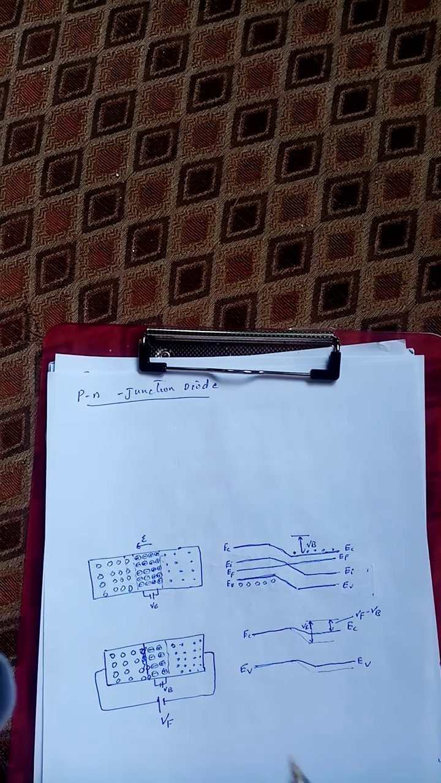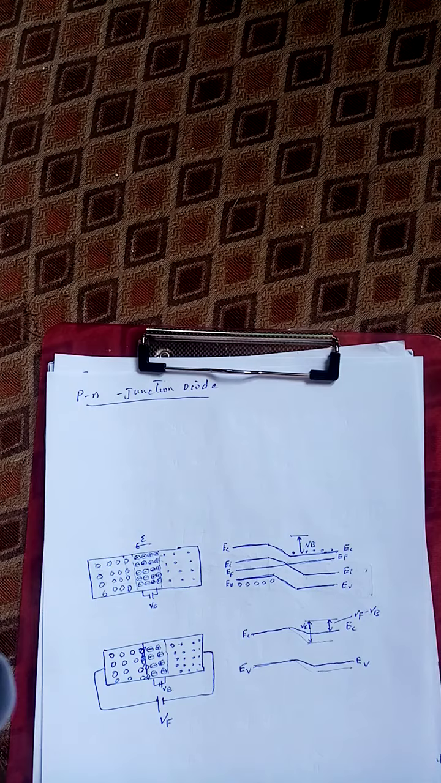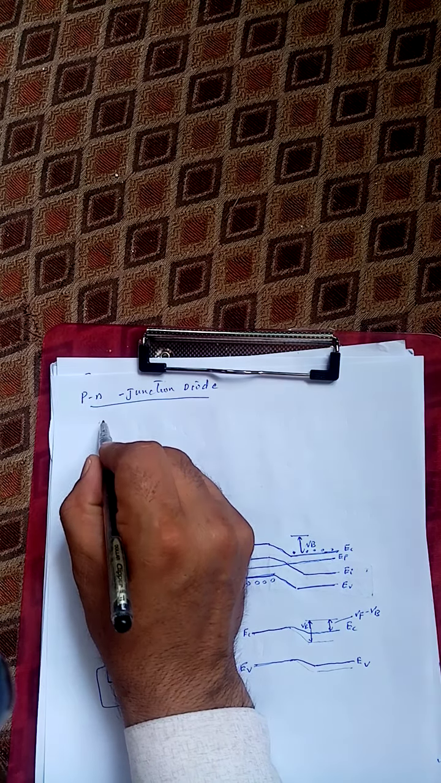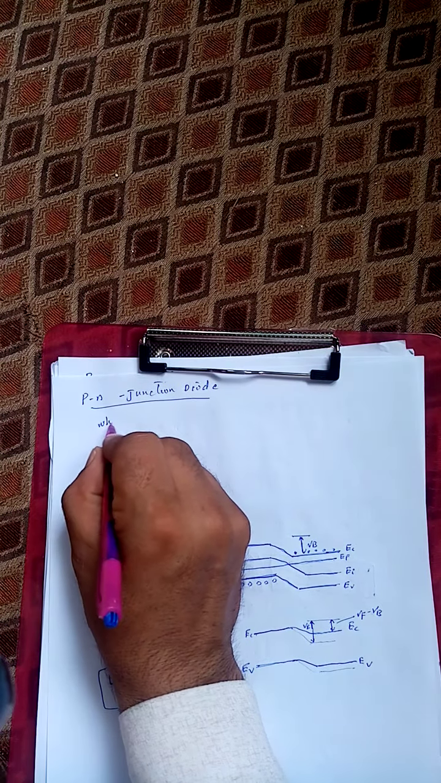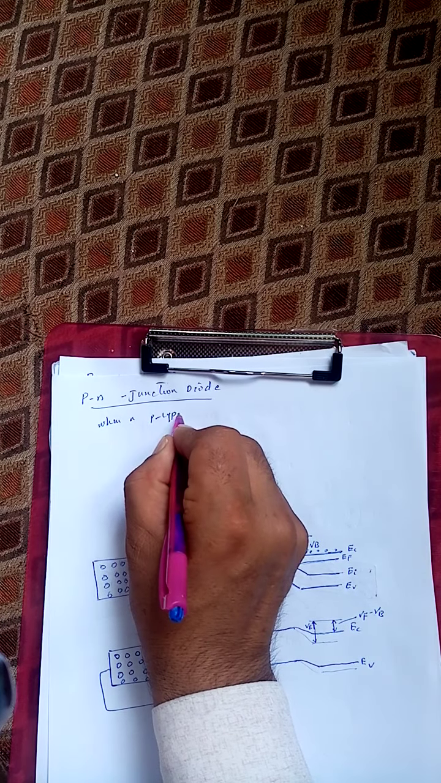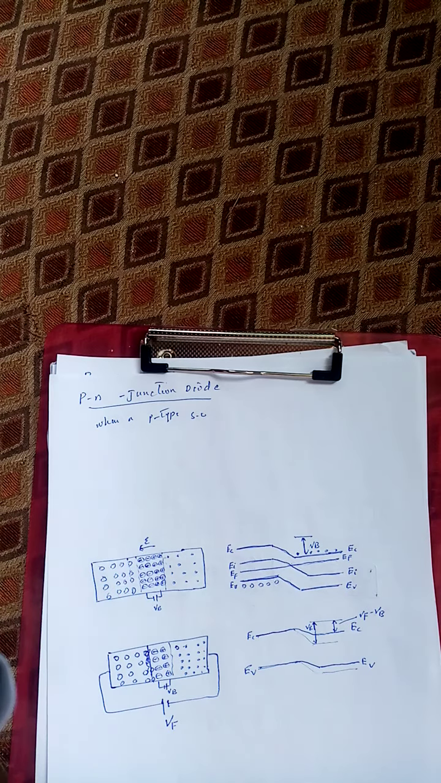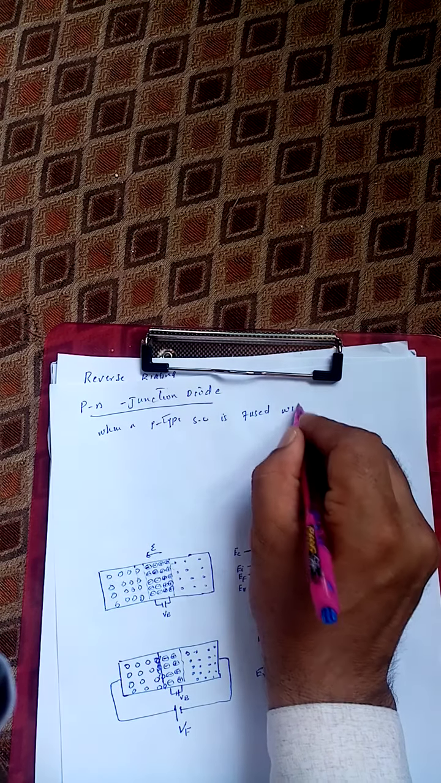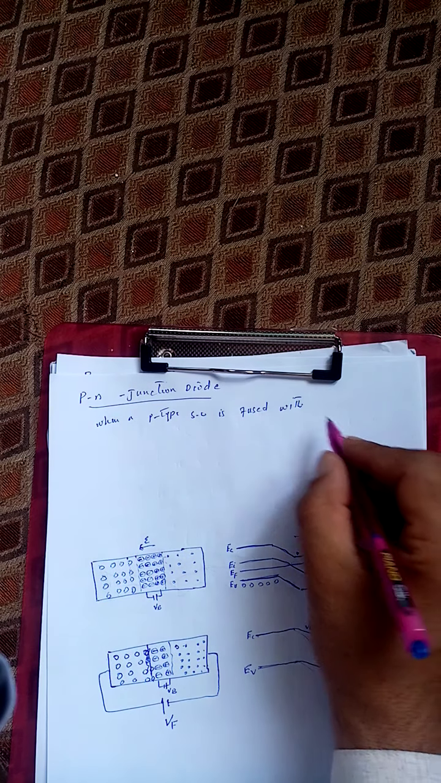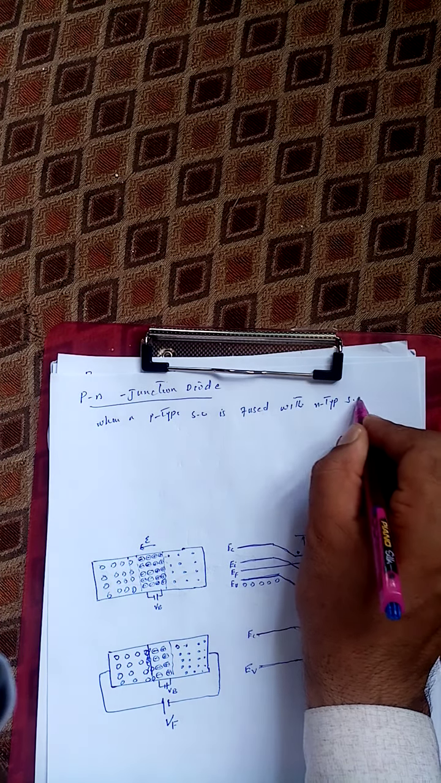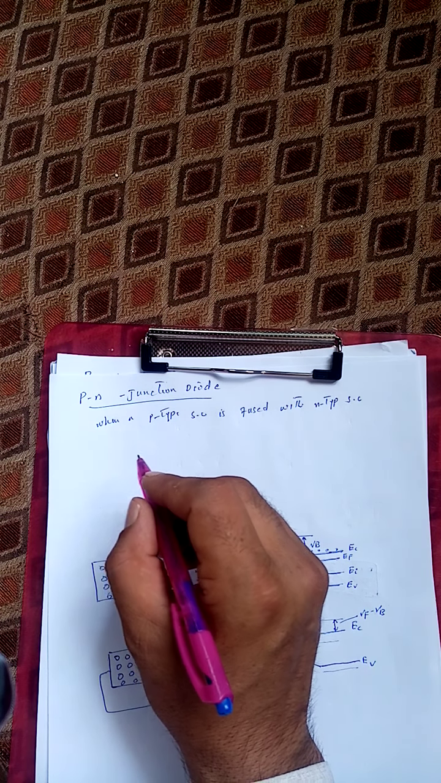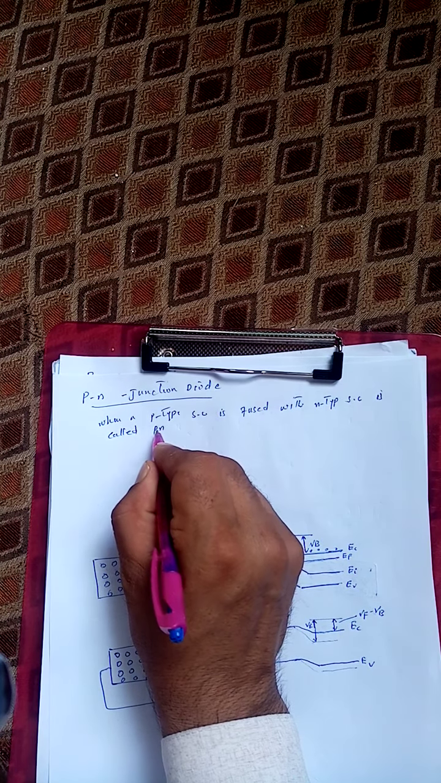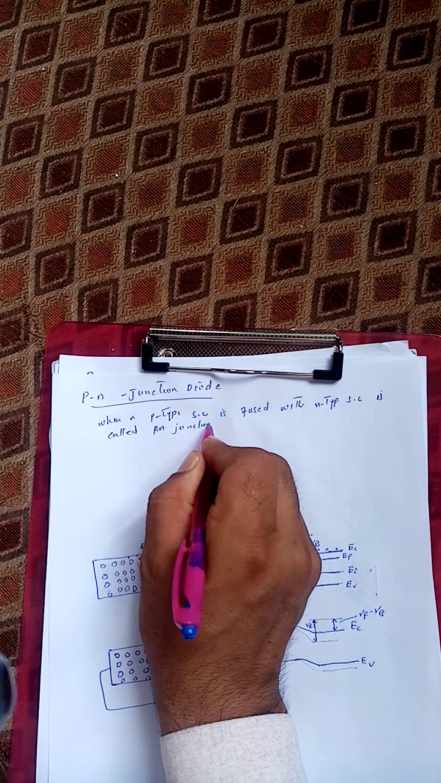What is a p-n junction diode? A p-n junction diode is formed when a p-type semiconductor is fused with an n-type semiconductor, creating a potential barrier voltage across the junction. This is called a p-n junction diode.